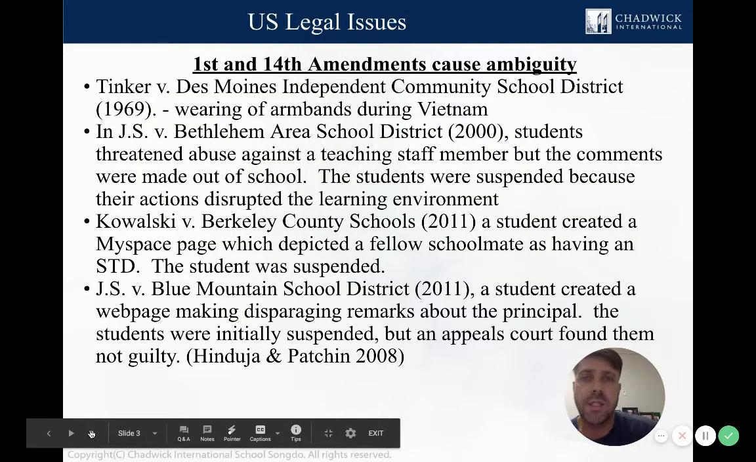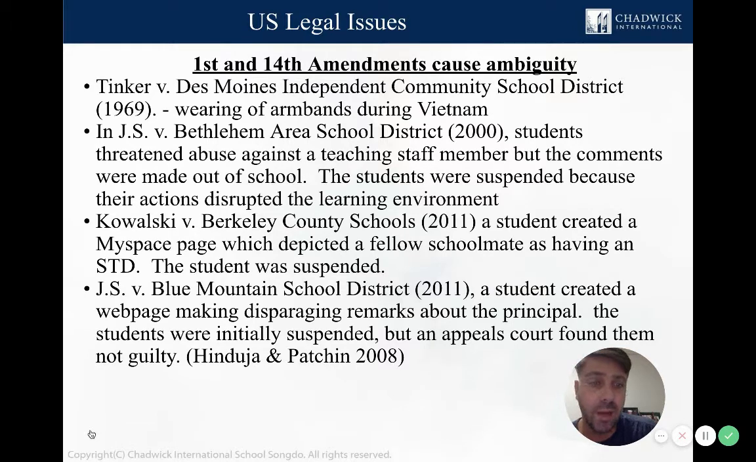So some U.S. legal issues gave us the basis for understanding how we would frame what would be acceptable use and what would constitute cyberbullying at Chadwick International. So the First and 14th Amendments to the U.S. Constitution do cause some ambiguity because obviously the First Amendment is the freedom of speech, and the 14th Amendment is equal protection under law. And so, at times, these two legal amendments can be contradictory or even conflict with one another.